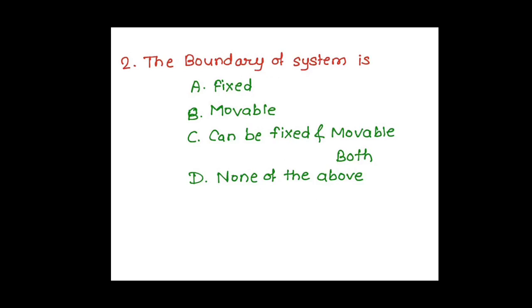While explaining the concept of boundary, I have already told you the boundary of a thermodynamic system can be real or imaginary, and it can be fixed or movable or both. So the correct option is C, can be fixed and movable both.